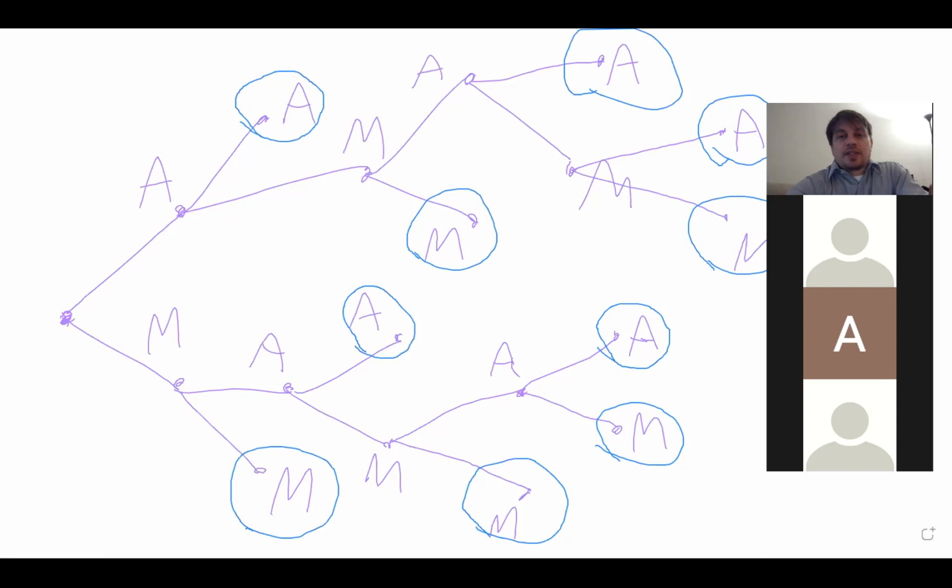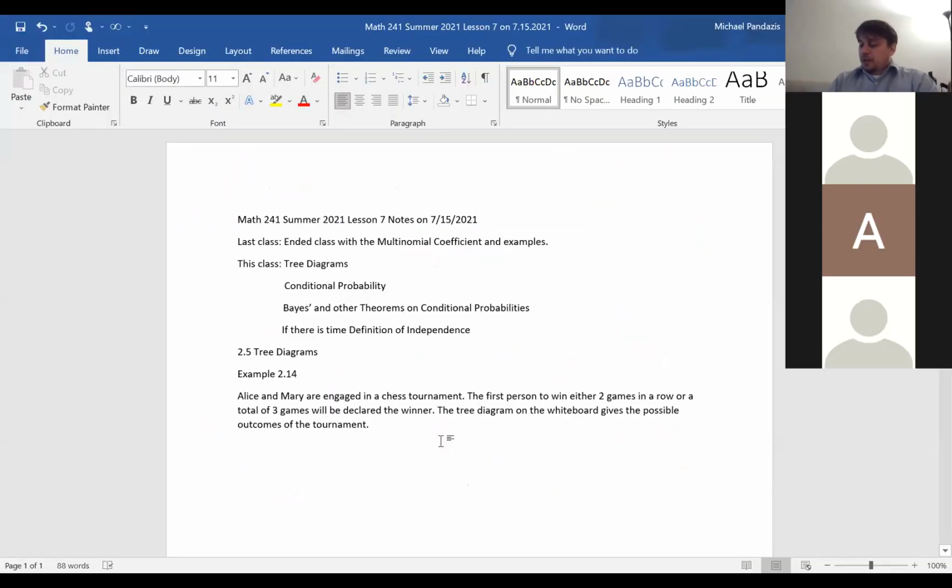Okay? And so this is the tree diagram I'm referring to in that example. Does that make sense? Okay, so this is an example of a tree diagram. Right, okay, so just like I said in the whiteboard, A denotes a win for Alice. M denotes a win for Mary.